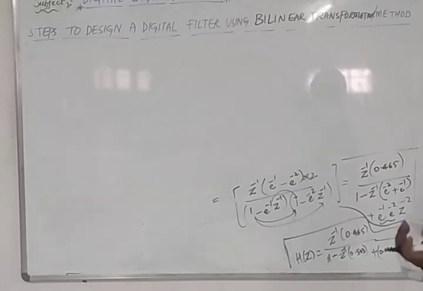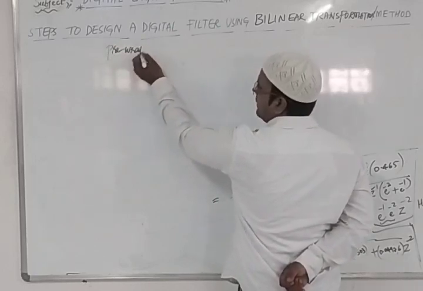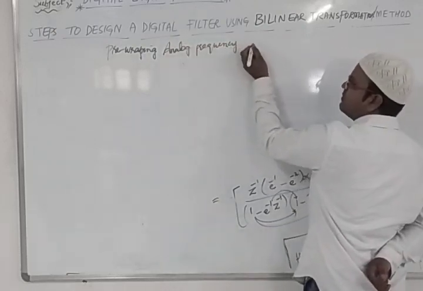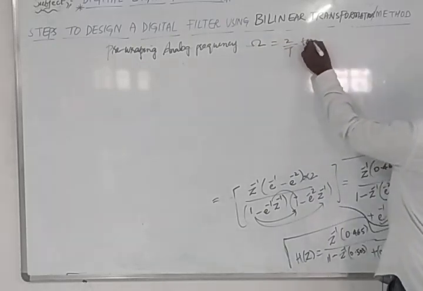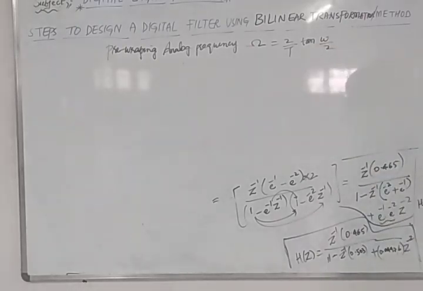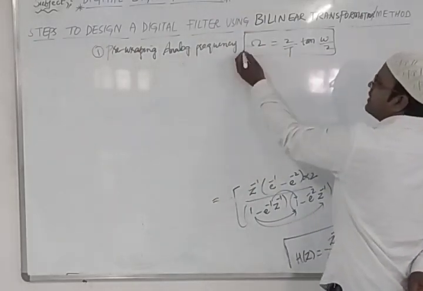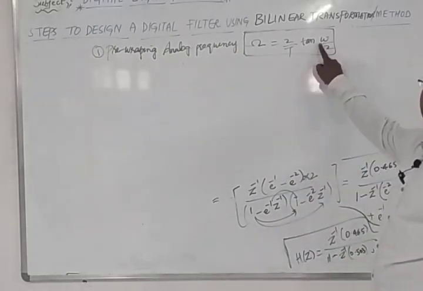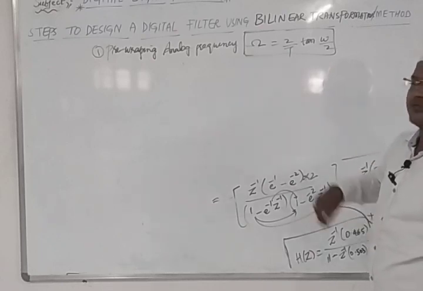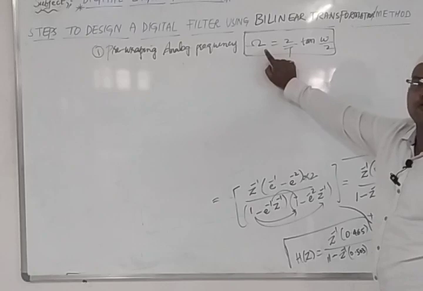Here also we have to find the pre-warping analog frequency. What is the pre-warping analog frequency? Omega is 2 by T tan omega by 2. So this is called the pre-warping analog frequency. This is the first step: if they did not give the frequency as per the given standard, we need to substitute the omega value. They will give you this omega, and we have to find it if it is needed. Mostly we will not use this, but you need to remember it for solving problems. If they give the frequency omega, we need to find the pre-warping frequency. If they ask to solve it, then we will use it.